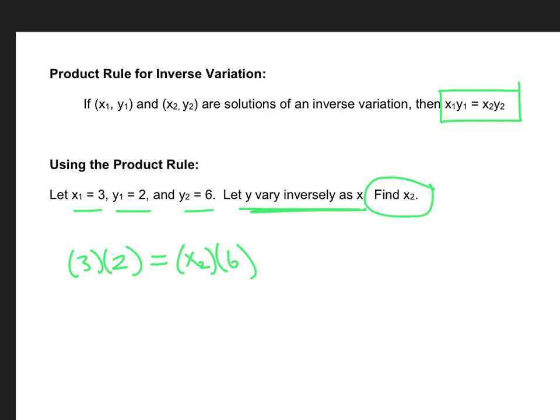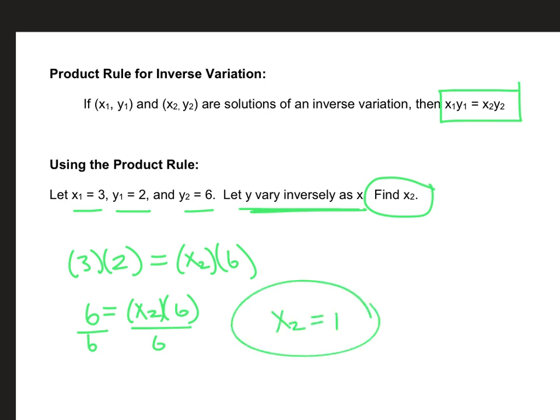So we can do some simplifying and actually solve for that x2 to find the value that they're looking for. So 3 times 2 is 6 equals x2 times 6. And then to get this x2 alone, all we have to do is divide by this number, whatever else we were given here. So we can divide both sides by 6, and we get x2 equals 1. And that answers the question.